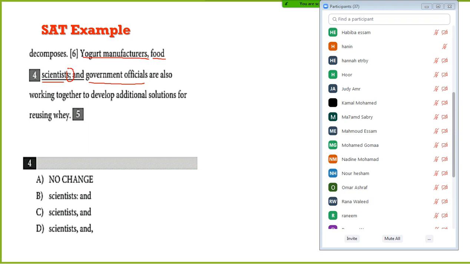I think it will be C. The answer is C. Why? Because it's a compound sentence? No. Here, "and" is not a coordinating conjunction. Here it is for listing, it is followed by a noun. It is not followed by a sentence. It is not the conjunction we use to join a compound sentence. We have a list of things here: yogurt manufacturers, food scientists, government officials. Three things. That's why we put them in a list.